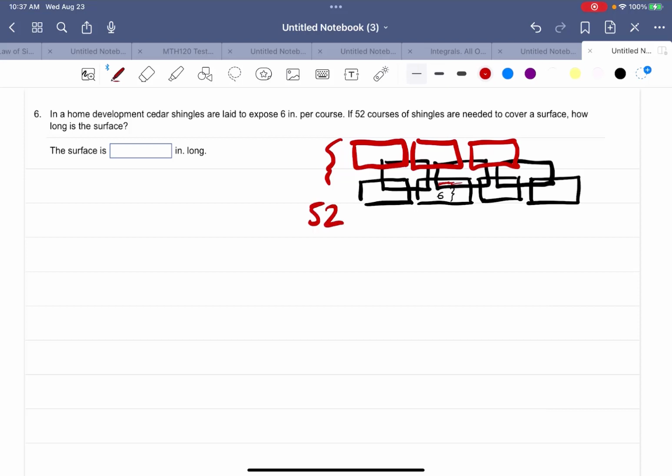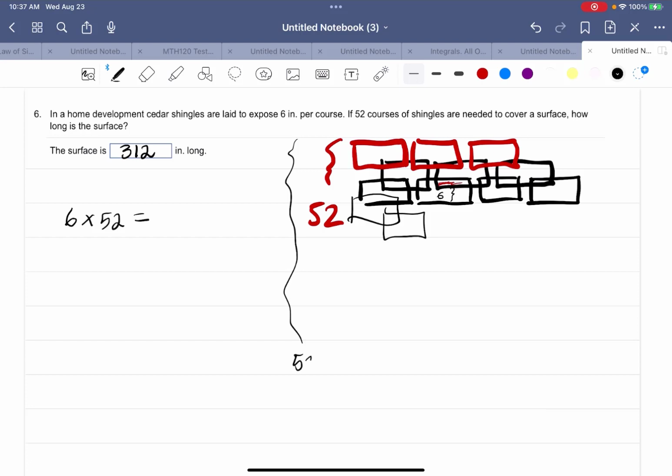So what we're going to do is, once again, multiply our 6 times 52. And that will get us 312 inches long. Okay, so we would have to keep doing this until this total thing is 52 courses and 312 total inches. Okay.